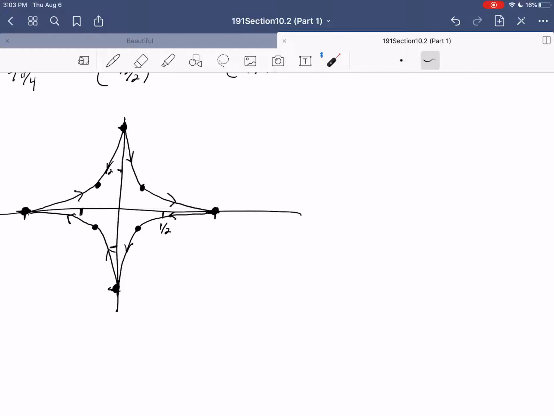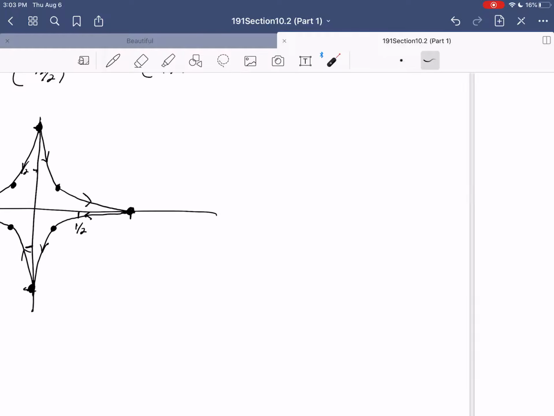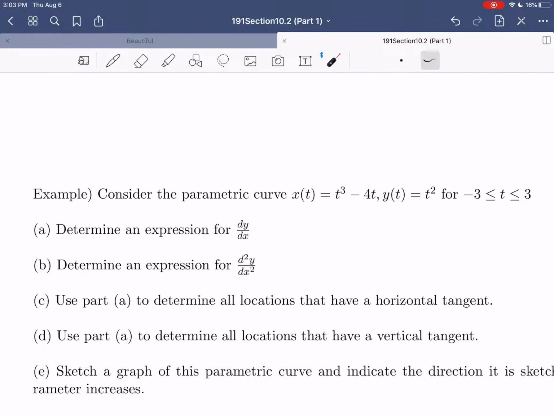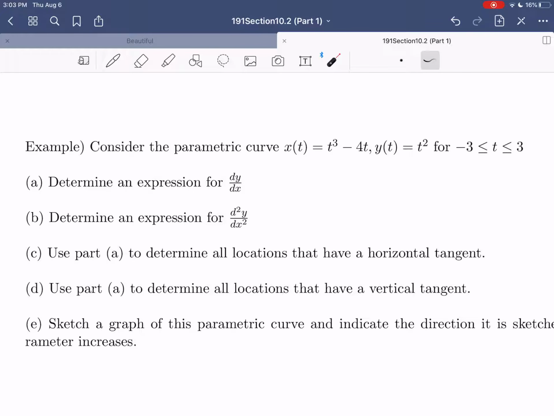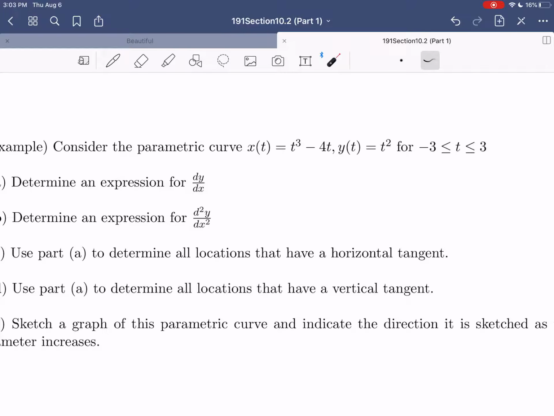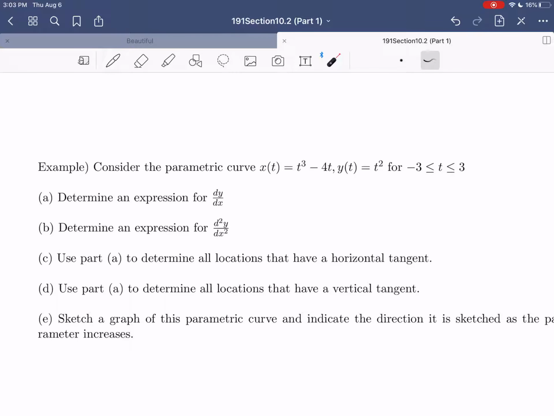All right, let's take a look at one more example of doing this. So we've got another parametric curve here. We're going to look at the parametric curve x of t equals t cubed minus 4t, y of t equals t squared. Once again, we're going to be on a restricted little interval here. We're going to work from -3 to 3.